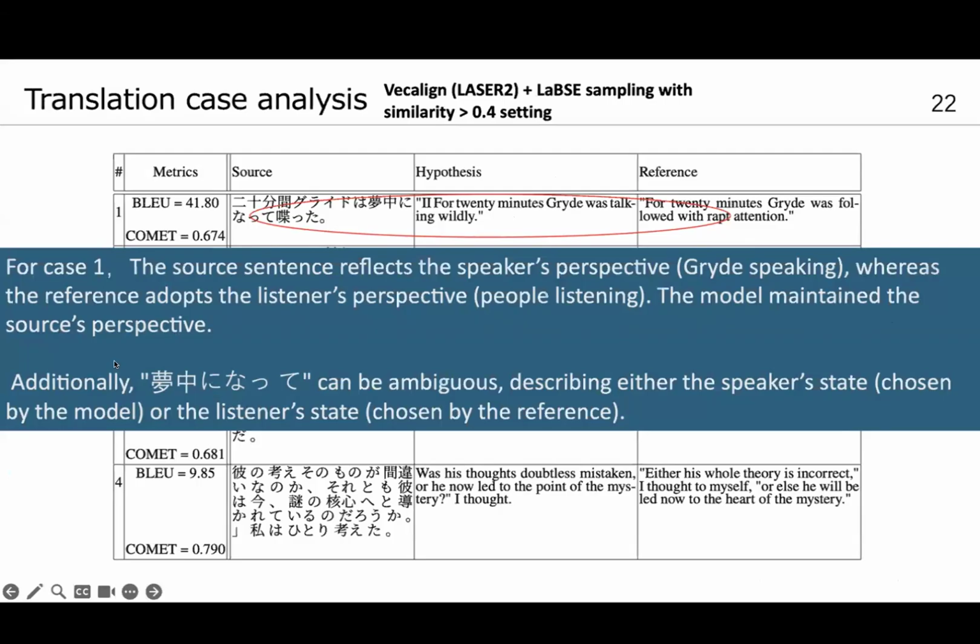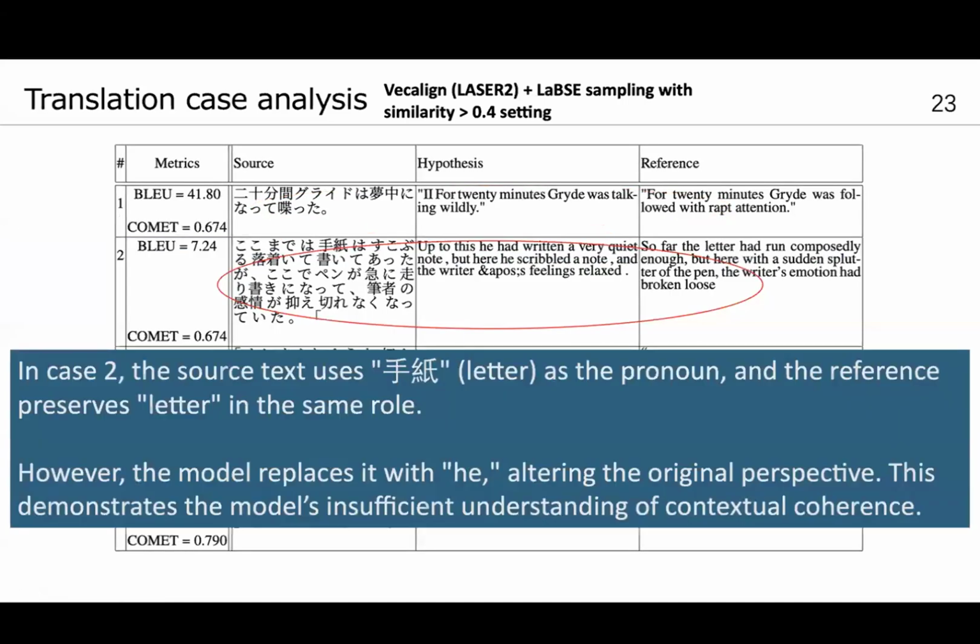The model maintained the source perspective. Grade was talking wildly. And additionally, they can be ambiguous, describing either the speaker state chosen by the model or the listener state chosen by the reference.